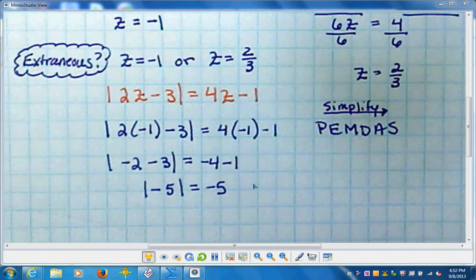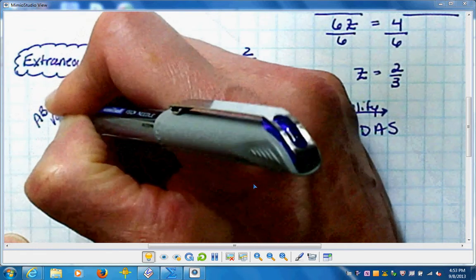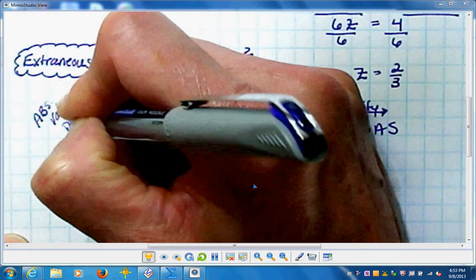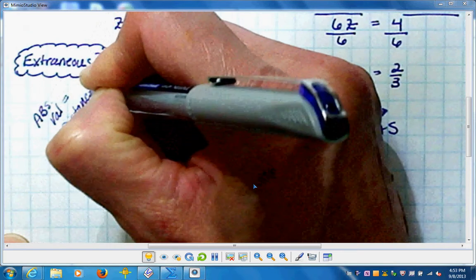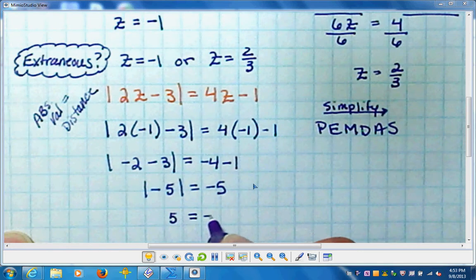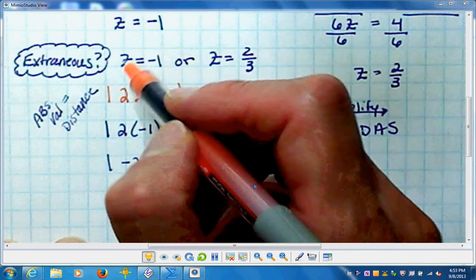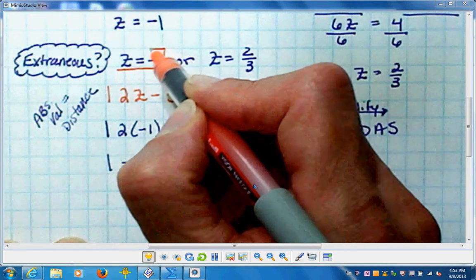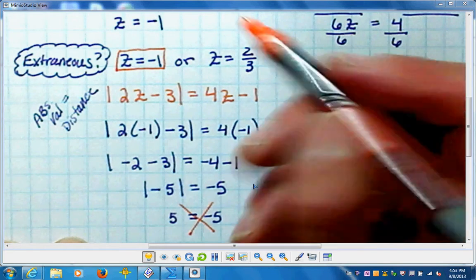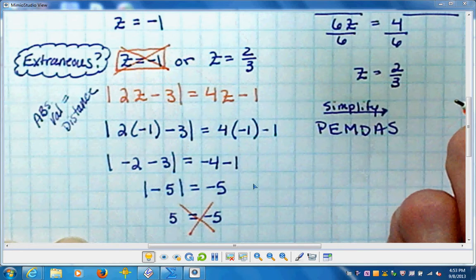So absolute value, I'm going to write this over here. Just remember, absolute value equals distance. And distance is always positive. So can 5 equal negative 5? Never. Okay? Negative 5 will never equal 5. So that means z equals negative 1 cannot be an answer. That one is extraneous. That is an extraneous answer.